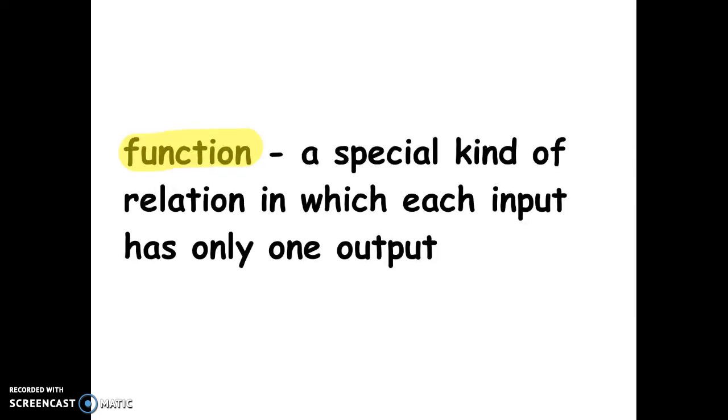Functions. A function is a special kind of relation in which each input has only one output. So remember, an input is an x value and an output is a y value. So a function is simply a special kind of relation in which each x value has only one y value.